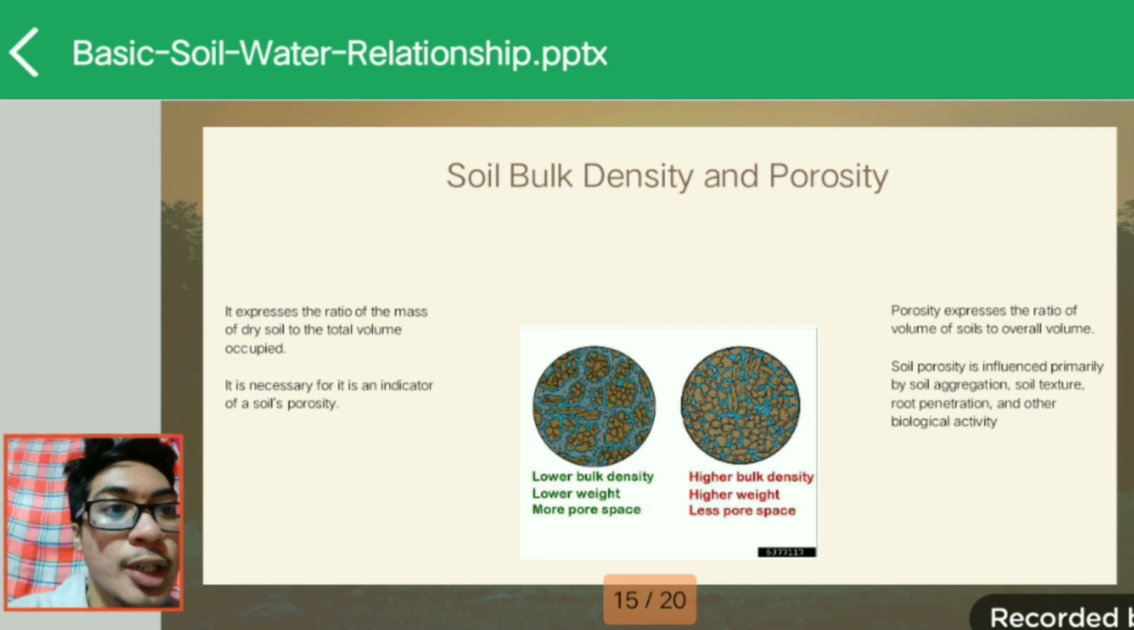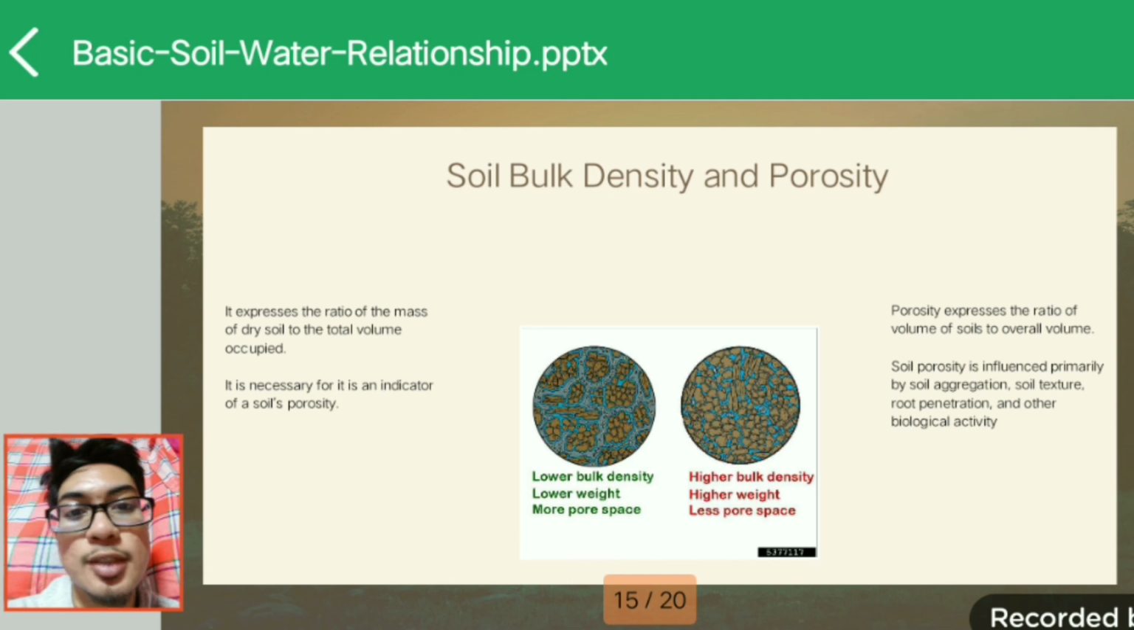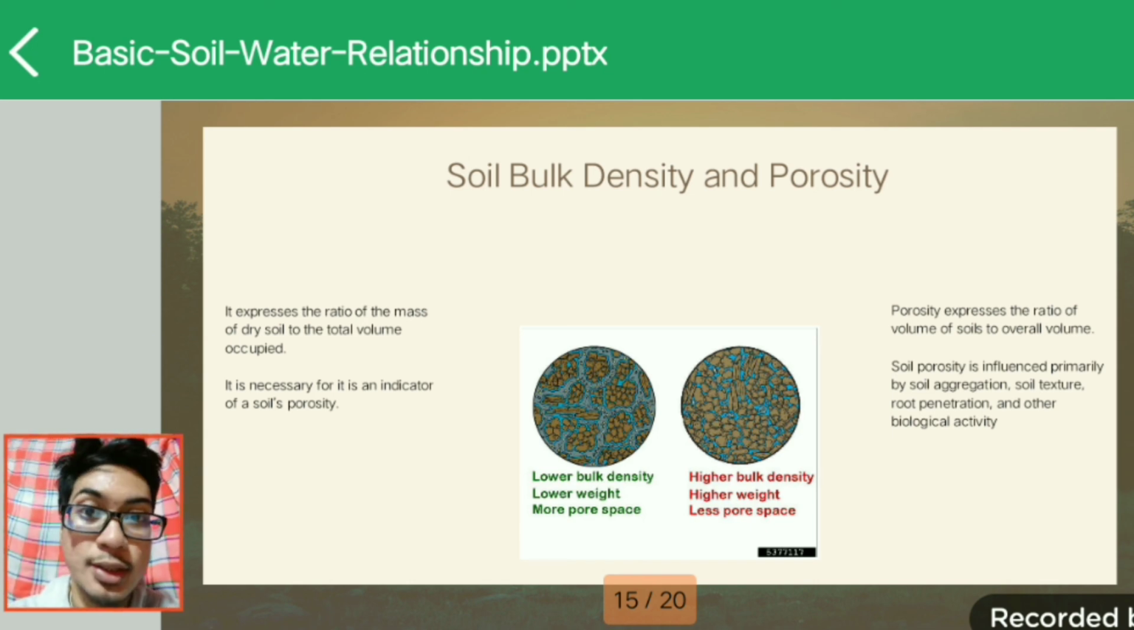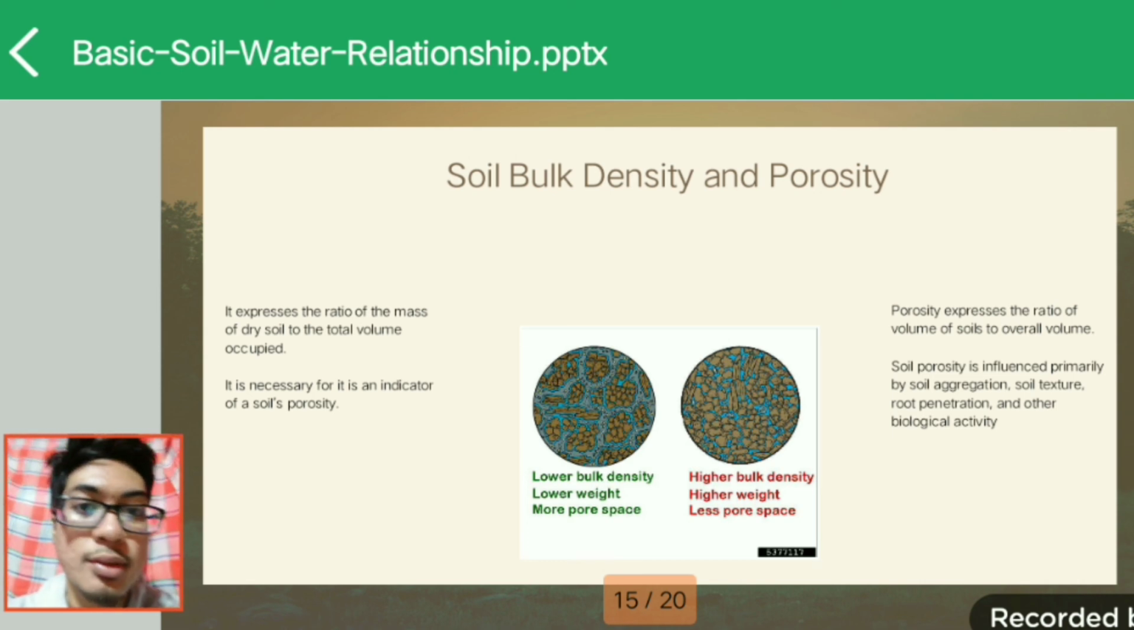Soil porosity is influenced primarily by soil aggregation, soil texture, root penetration, and other biological activities. So what happens if the soil is porous or less porous? Again, for the sponge analogy, when you have more porous, it means it has more voids in it. So it could hold more water, which is good for the plants. And in terms of water, if you have less porous, all the water drains out along with all those nutrients.